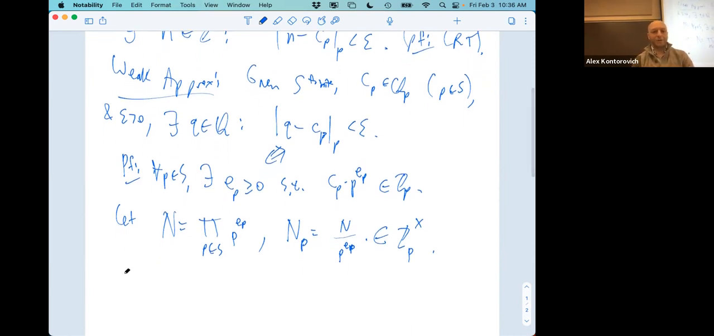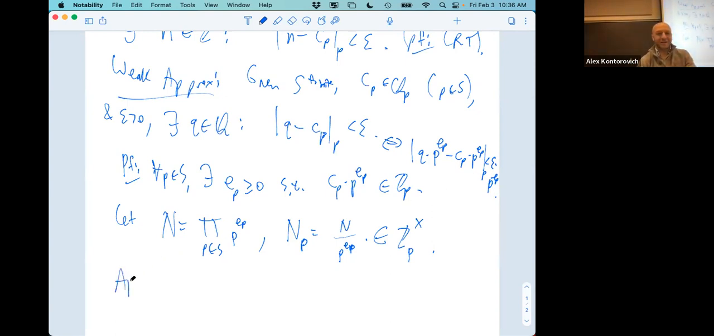Then this holds if and only if |q times p to the e_p minus c_p times p to the e_p| is less than epsilon times p to the minus e_p, because of the way the p-adic absolute values work. I'm just multiplying both sides by p to the e_p, whose norm is p to the minus e_p. Now this is an integer, but it's not this integer that I need to approximate.